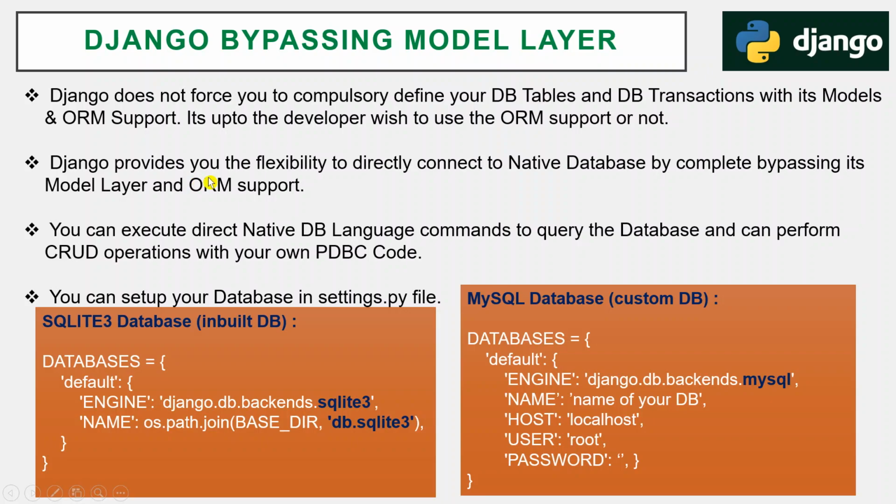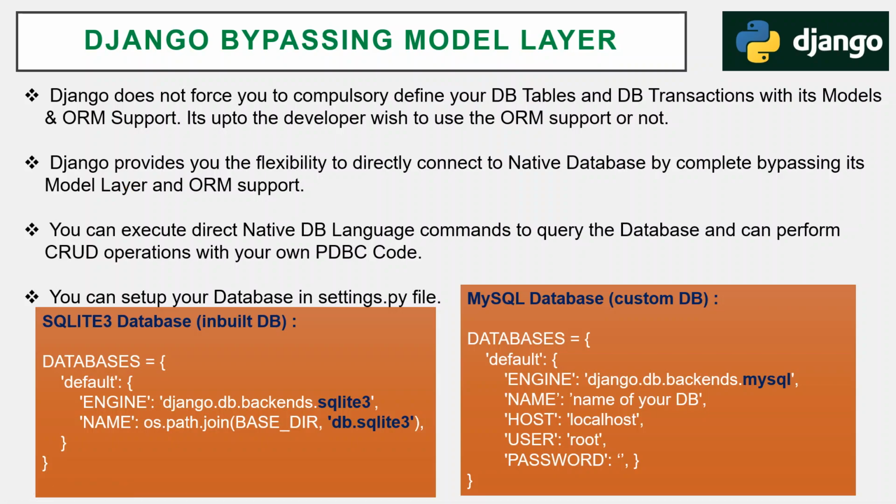Django provides you the flexibility to directly connect to the native database by completely bypassing its model layer and ORM support. It completely isolates its model layer and ORM support and thereby provides direct connectivity to the database. Django gives that much flexibility.